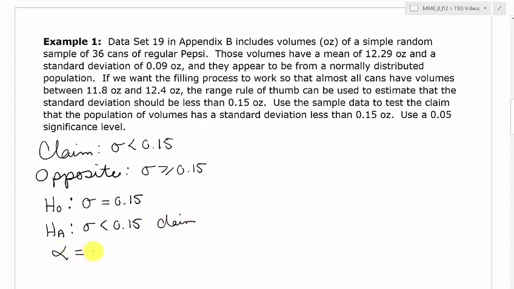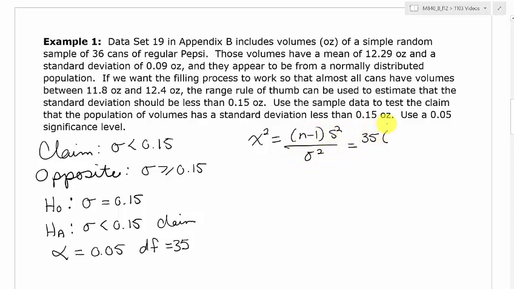The significance level of the test is 0.05, and the degrees of freedom is n minus 1, so for this one that would be 35. Now calculate the chi-squared statistic. That's n minus 1 times s squared over sigma squared. N minus 1 is 35. Our sample standard deviation s is 0.09. And our population standard deviation is 0.15. This should give you 12.6.